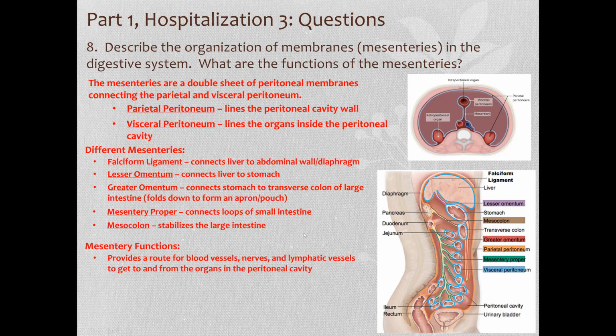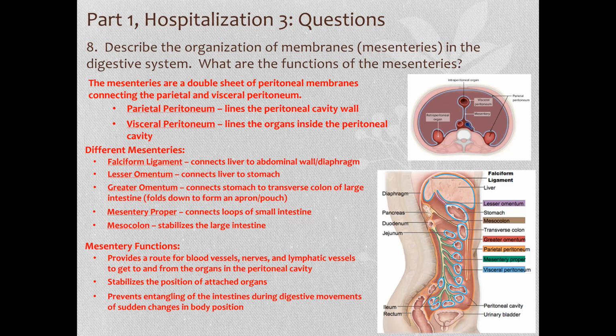The mesenteries function to provide a route for blood vessels, nerves, and lymphatic vessels to get to and from the organs in the peritoneal cavity. They also stabilize the position of the attached organs, and they prevent entangling of the intestines during digestive movements or sudden changes in body position.